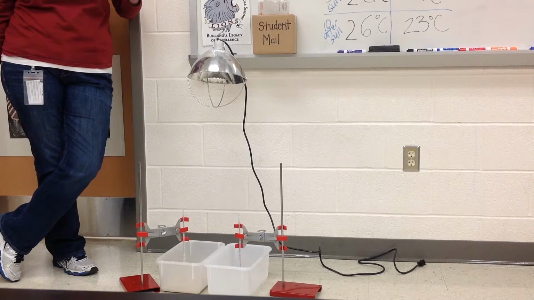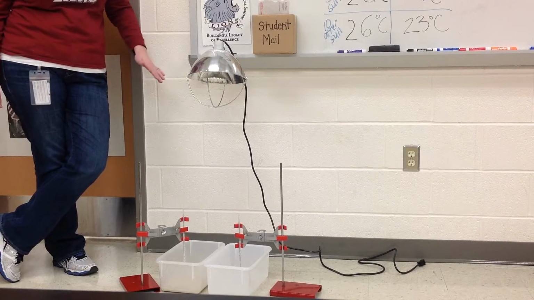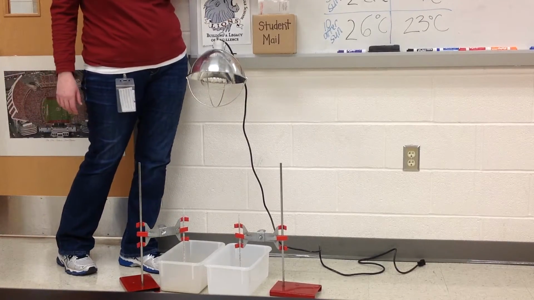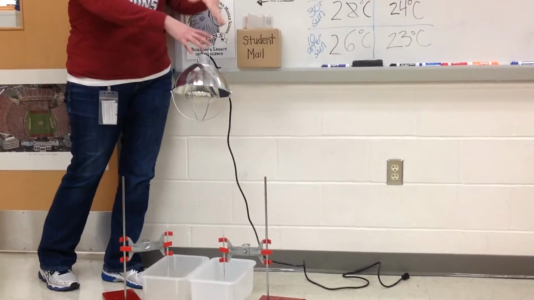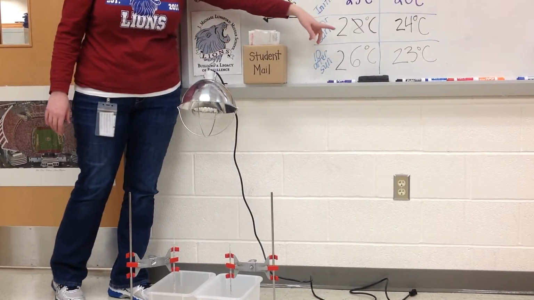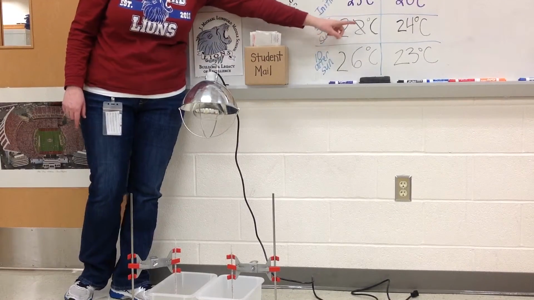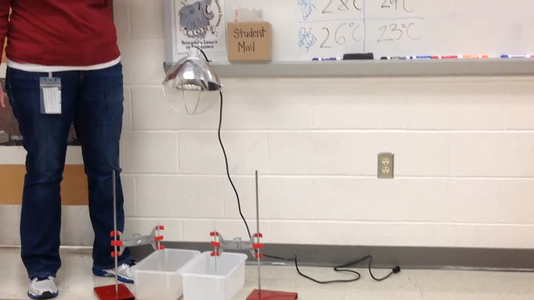I want to talk to you guys about specific heat by taking a look at our beach scene. If you see, our initial temperatures were 23 degrees and 20 degrees Celsius, and then after 30 minutes of our fake sun being at the beach, the sand went up to 28 degrees Celsius, which was a 5-degree increase, while the water had a 4-degree increase up to 24 degrees Celsius.